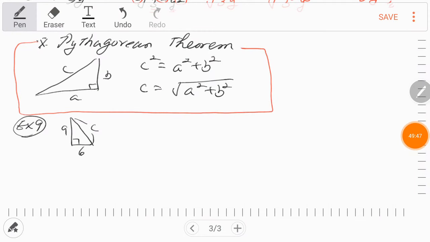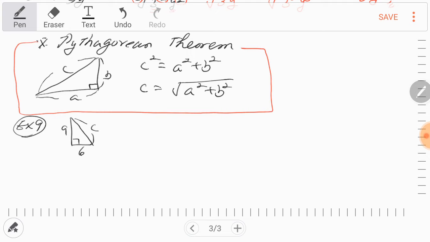Okay, in this example 9, we will use the Pythagorean theorem. Here is a right triangle. Let's say this is the base A and this is the height B. Then we can find the hypotenuse. The relation of these three sides is this: C squared, the hypotenuse squared, is the sum of squares of the other two side lengths, A squared plus B squared. So C equals square root of A squared plus B squared.